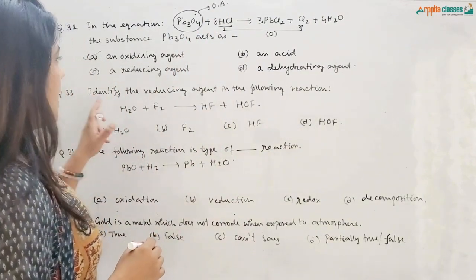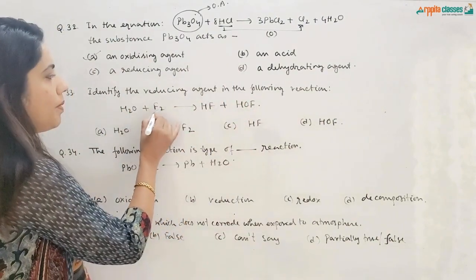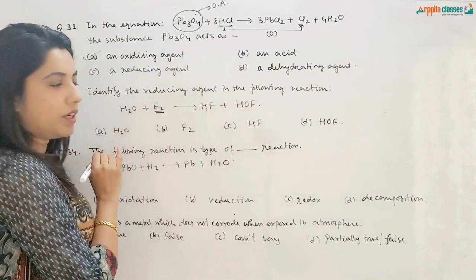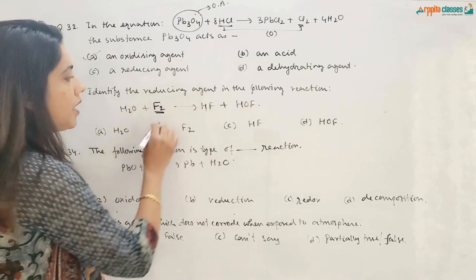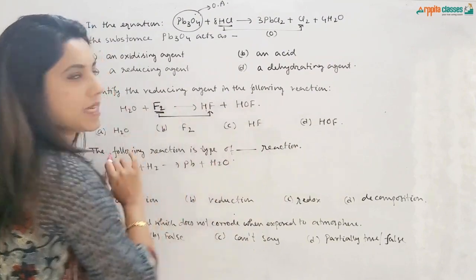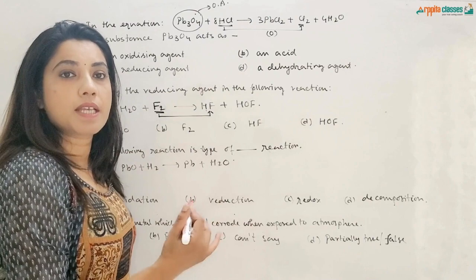Question number 33. Identify the reducing agent in the following reaction. H2O plus F2 gives you HF plus HOF. Now fluorine is here, it is alone, it is not associated with any other element. Fluorine is getting associated with hydrogen in both the cases. So fluorine is getting reduced, association with hydrogen is getting reduced.